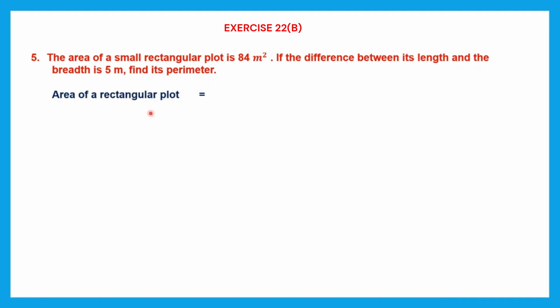So what is given to us? The area of the rectangular plot is given to us and this is 84 meter square. And we have been told that the difference between the length and the breadth is 5 meters.